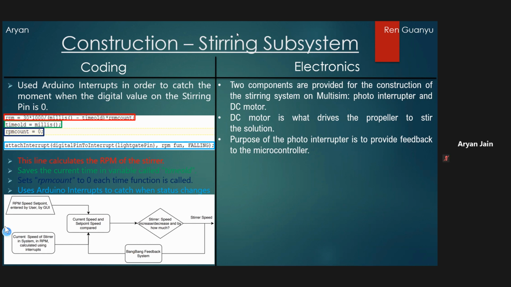Next. For the electronic part, two components are given to us, a photo interrupter and a stirring motor. The motor is what drives the propeller to stir the vaccine solution, and the photo interrupter is used to provide the RPM feedback to the microcontroller.